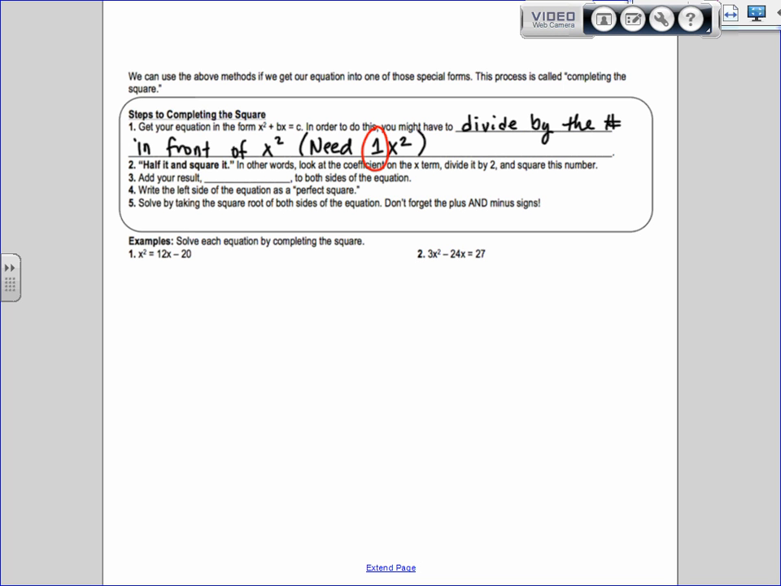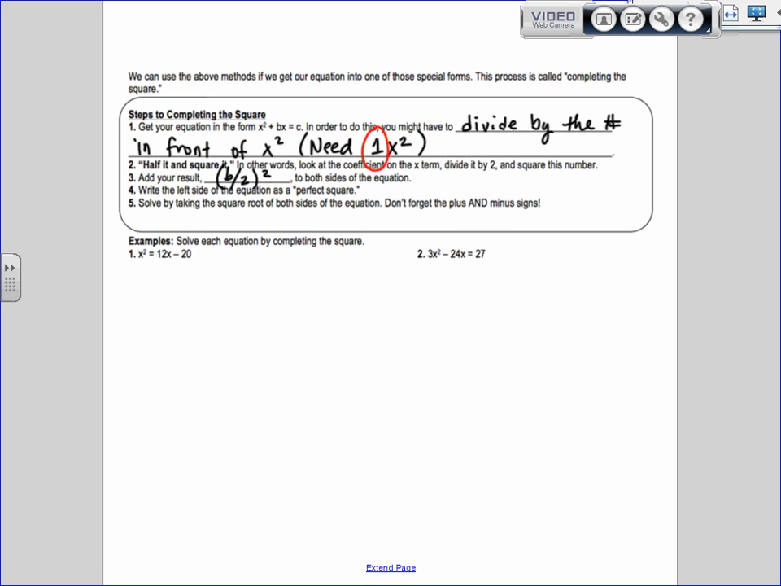Step 2, you're going to halve it and square it. So you're going to take the number in front of the x term, divide it by 2 and square it. So add this result, which is b divided by 2, quantity squared, to both sides of the equation. This then completes the square. It makes it so you have a perfect square, and then you can do that square roots method. Don't forget your plus and minus sign.